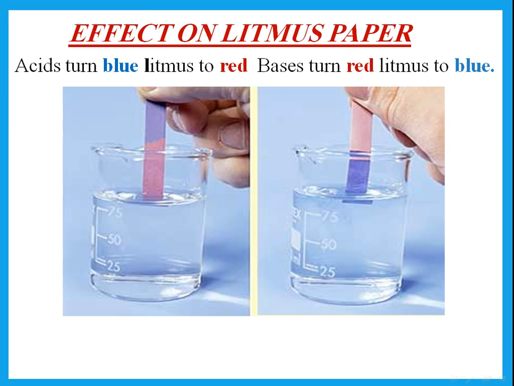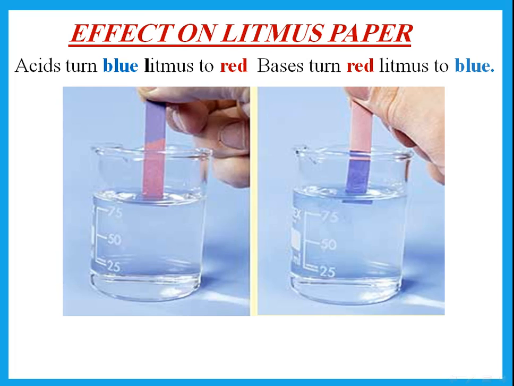So litmus paper is red in acids. So if it was originally the red one, it will remain red. If originally it was the blue one, it will turn to red. Okay, what if I put litmus paper in base? Litmus paper in base turns blue. So if it was originally blue, it will remain blue. If it was originally red, it will turn to blue. So litmus paper in acid is red, in base it is blue.